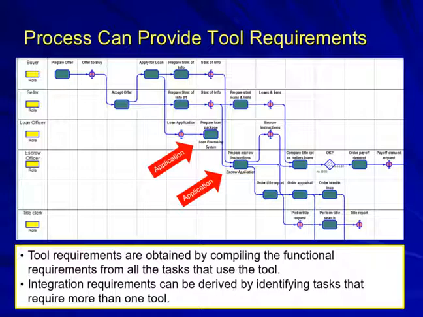Now, if the application were used for more than one task, you could capture what the system has to do to support each of the tasks and then compile them. This becomes the tool requirements for that particular system and is valuable to use to compare to the capabilities of your existing tool. I've had several clients who have used this technique to prepare an RFP, request for proposal, to buy a new system, and it worked very well.